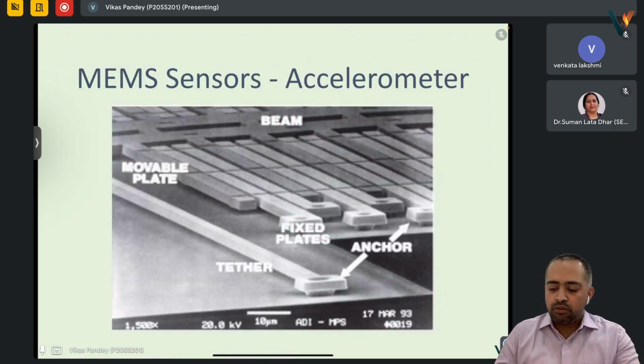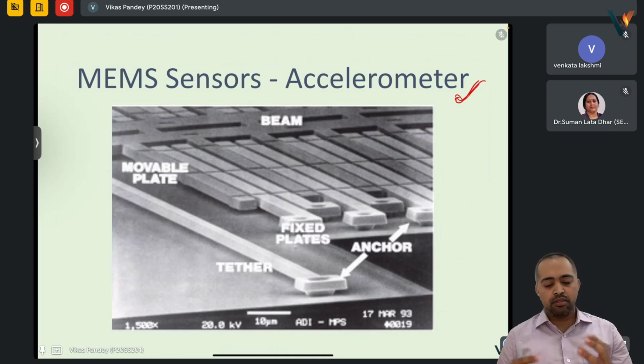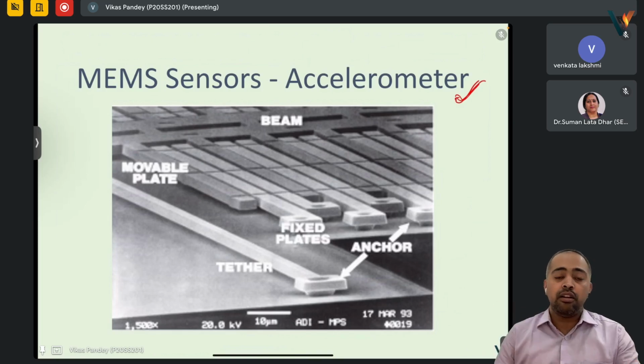So let's see some other sensors. Another sensor is the accelerometer. This works on moving structures. This is very much a mechanical system. Although it uses a MEMS technique like bulk micromachining, it is not generally considered a part of semiconductor fabrication, but is more related to MEMS fabrication. That is why it is a MEMS sensor, we can say, right?